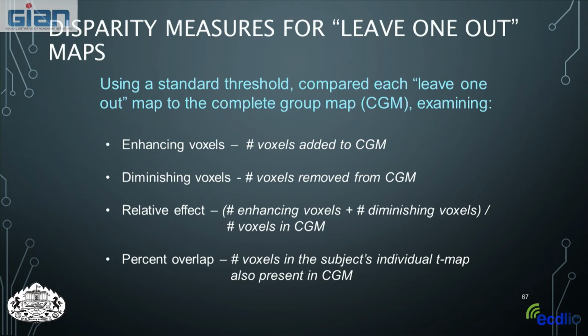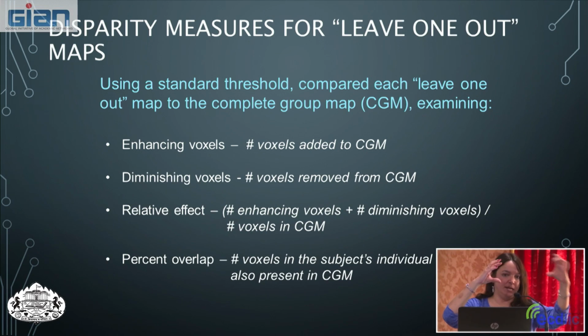And here's what we used to look at how much an individual affected the group map. Using these leave one out maps, we compared them to the complete group map, where we included all of the 11 subjects. So again, we would do 10 subjects, leaving one out, and compare this to using all 11 subjects.